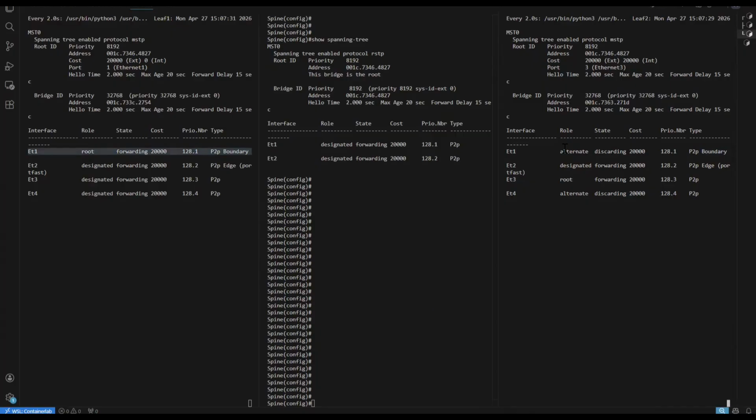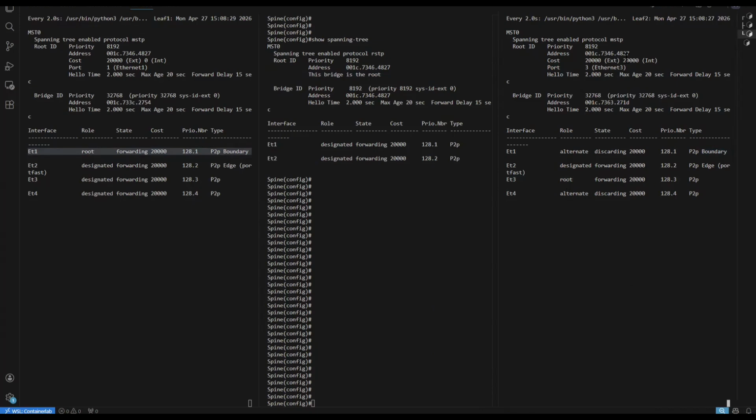Before, when all the switches were running MSTP, we had one root port per non-root bridge. Sorry, we still have one root port per switch, but there is a subtle difference here. You can see that ET1, even though it's directly connected to the spine, is not the root port, whereas ET3 has become the root port. So you might be asking, why is ET3 the root port, not ET1?